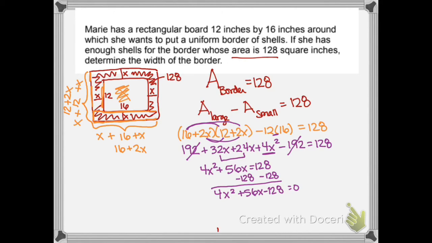And I'm noticing that all of the numbers 4, 56, and 128 are even. So I checked and they even divide by 4. So I'm going to divide everything by 4 because it will make it easier when we factor.